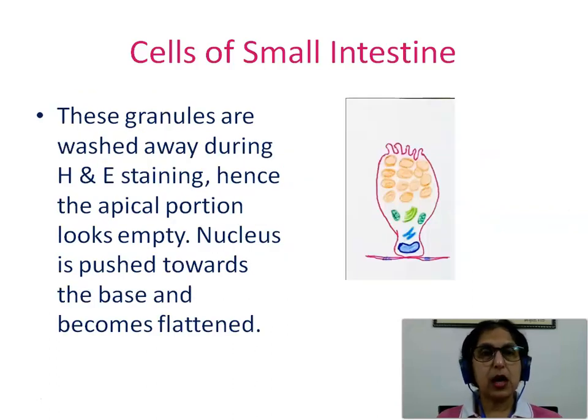These granules are washed away during tissue processing and H&E staining, hence the apical portion looks empty in an H&E stained slide. The nucleus is pushed towards the base and becomes flattened. What we see here is a diagram showing us a goblet cell, broad near the luminal surface and a narrow stem towards the basement membrane. We see mucinogen granules in the apical portion and we see a flattened nucleus which is pushed towards the basement membrane.